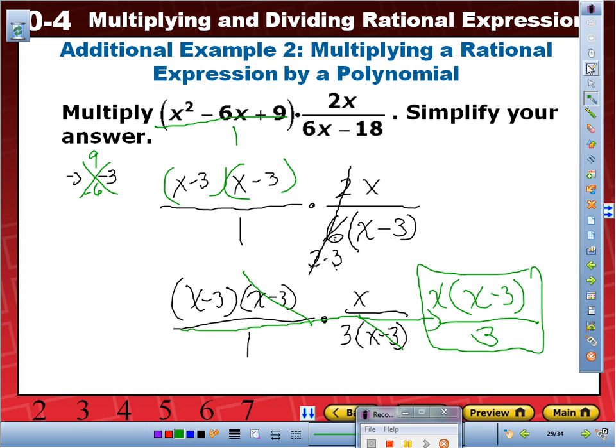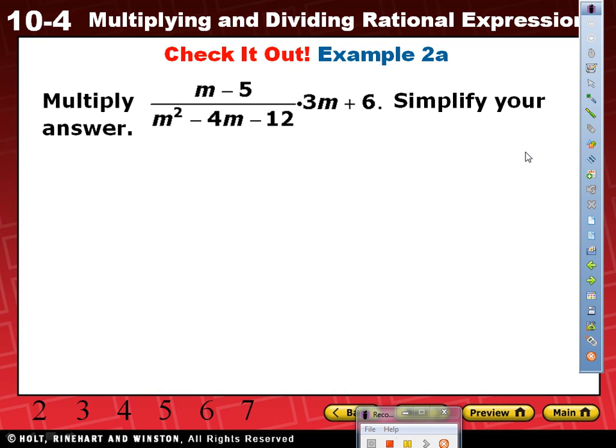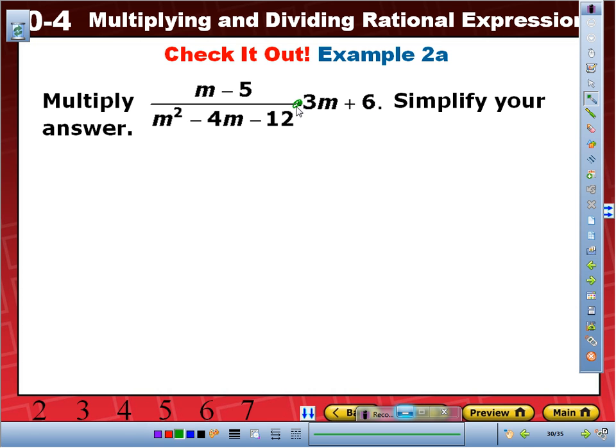Example 2A. See if you can do that one by yourself. Go. This one, they're indicating multiplication here with a big dot. You guys see it? So if you don't see it, I'm going to write a parenthesis so that you know that it's multiplying these two terms. Okay? So go ahead.